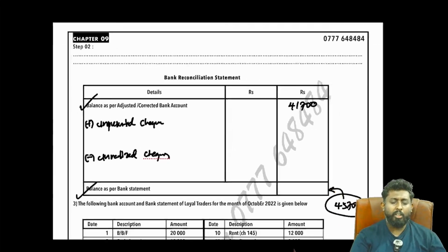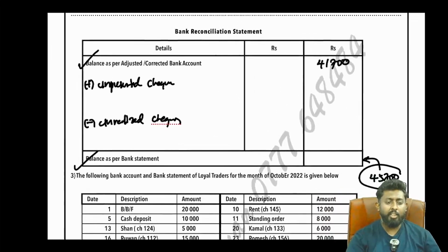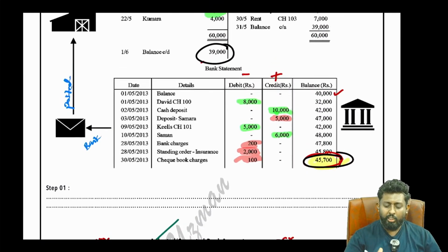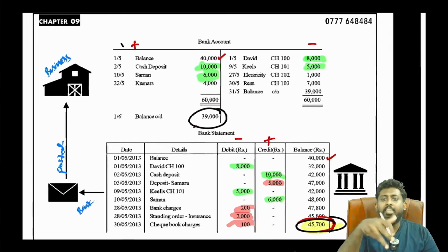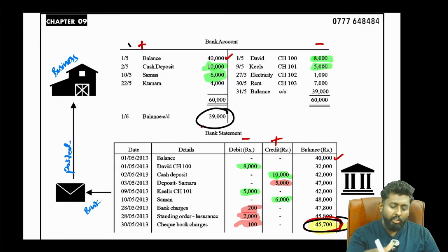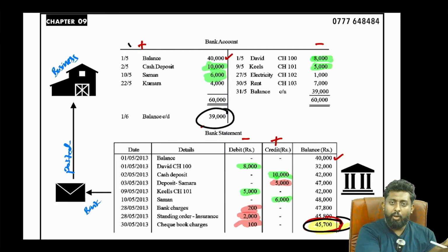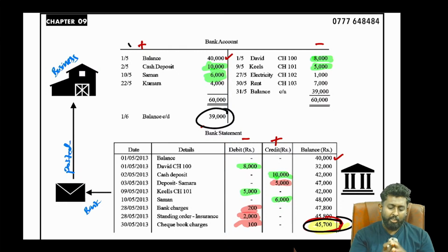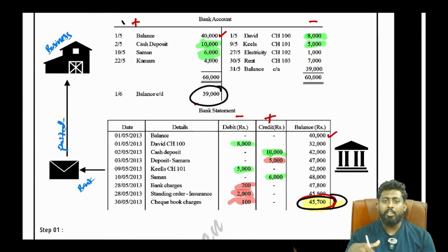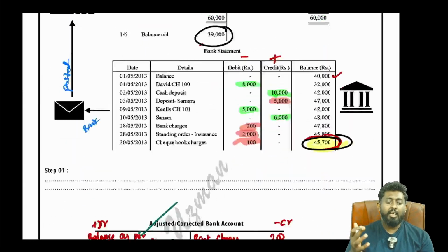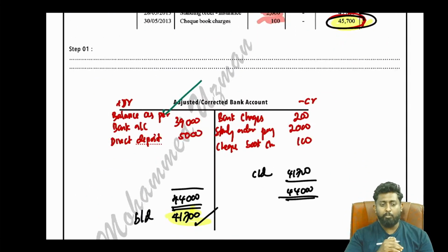So let's see what are the unpresented checks and unrealized checks. So what are unpresented checks? Did you all notice 4 greens in the bank statement? We have the same 4 greens in the bank account. We have added whatever they have added, we have minus whatever they have minus. The reds in the bank statement are whatever the bank has added and minus, which we have omitted. That's why we wrote that in the adjusted bank account.